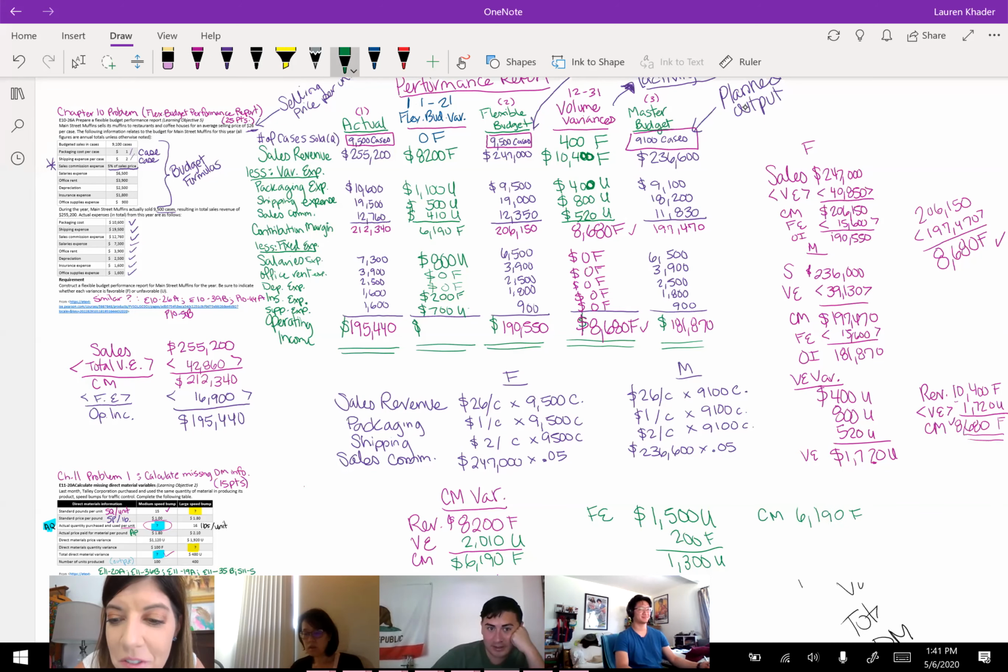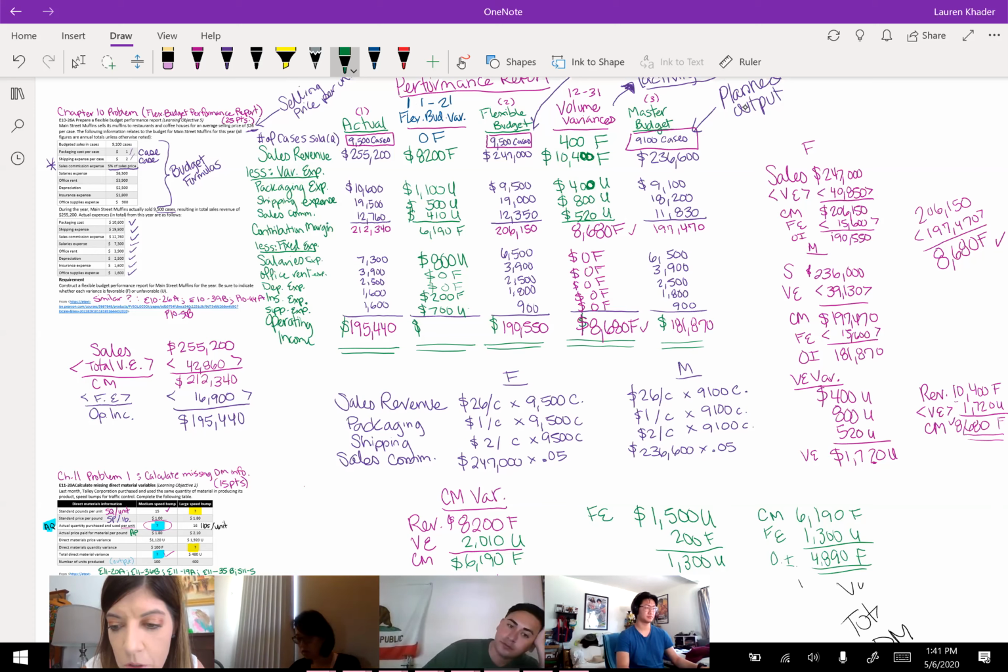6,190 favorable versus fixed expense variance of 1,300 unfavorable. Favorable is greater. So your operating income variance becomes what? 4,890. 4,890 favorable, correct.